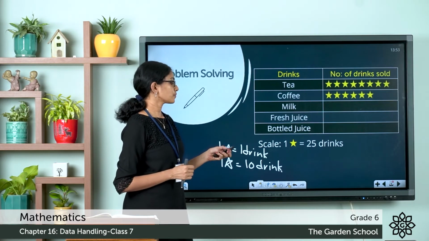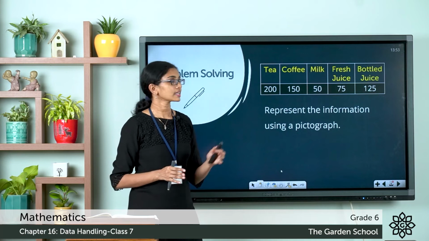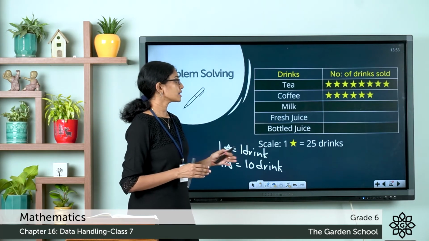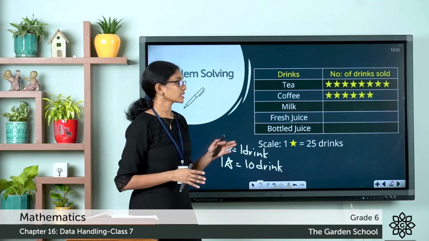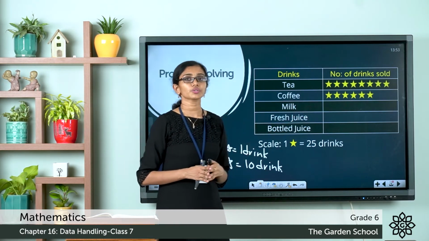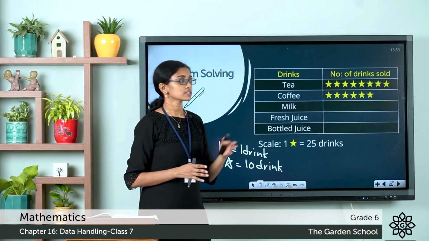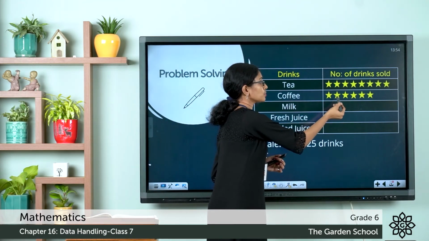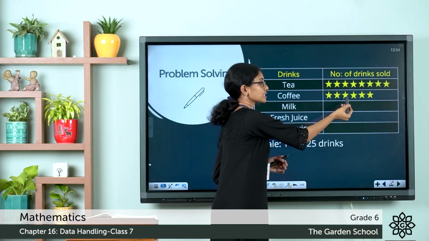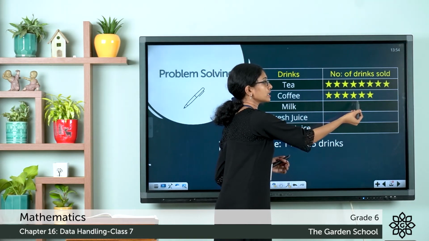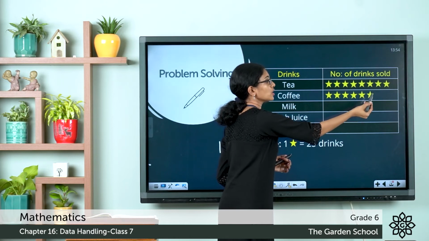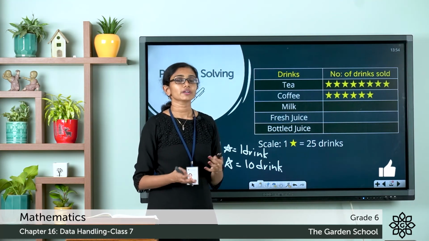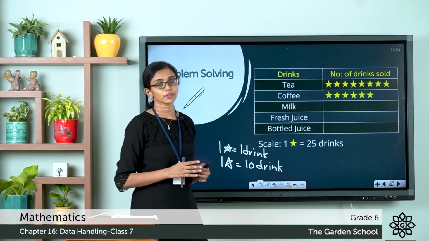Now, what about the number of coffees sold? You can see that the number of coffees sold is equal to 150. So, if 1 star represents 25 drinks, see the number of stars we need to draw to represent the coffees sold. 1 star represents 25 drinks. So, 25 plus 25 is 50, plus 25 is 75, plus 25 is 100, plus 25 is 125, plus 25. Now, it's 150. So, it is very important to assign a suitable key for the pictograph.